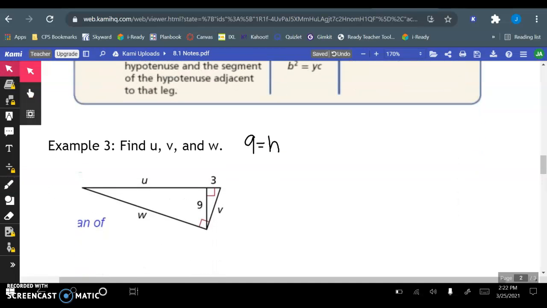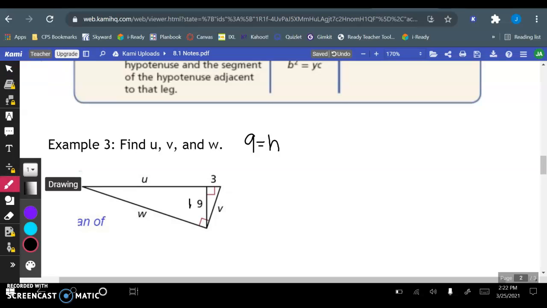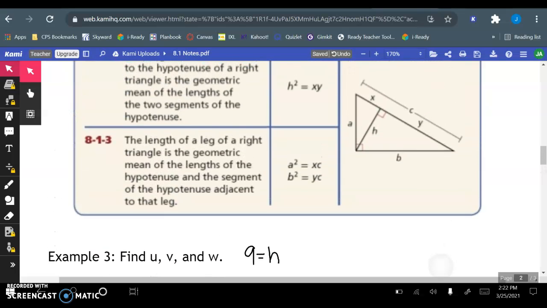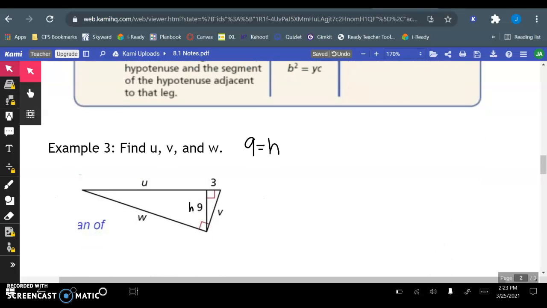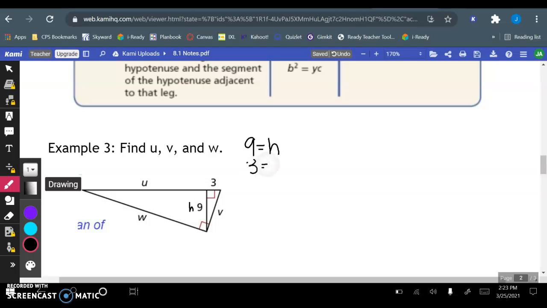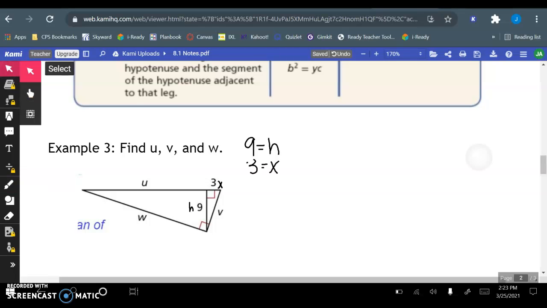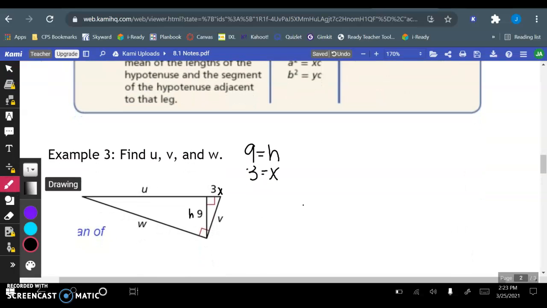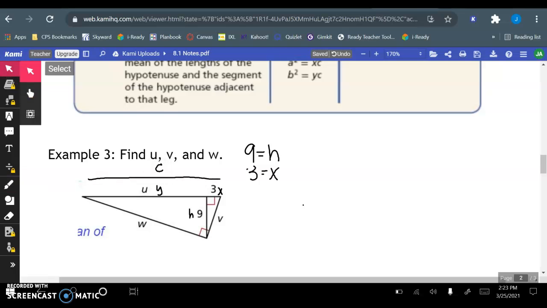And maybe if I label them, I'm going to put h here. And that 3 is the smallest leg of that little triangle, which in our picture would be x. So 3 equals x. So I'm going to put an x behind it so we know. And then if that's x, the u has to be the y. So this is really y. And this whole thing here would be c.